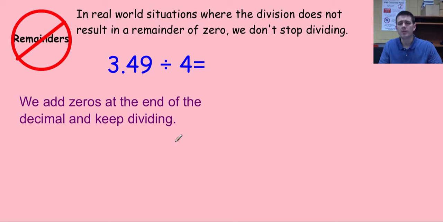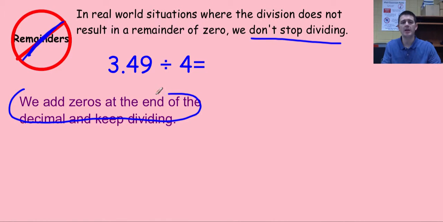Now, not every problem is going to end with a nice 0 left over at the end. It's not always going to divide out nicely. But here's the thing. We don't do remainders anymore. Remainders are no longer allowed. Because in a real world situation, there's no such thing as, oh, it would do 7 of them and then we'd have a remainder of 3. We want to know what our real answer is going to be, which means we're not going to stop dividing anymore. What we do instead, as we'll see in this example, is we're just going to keep adding zeros and keep dividing until we get to our answer.